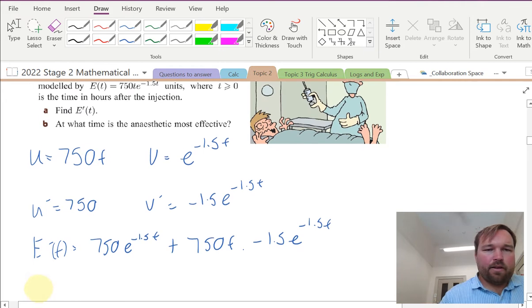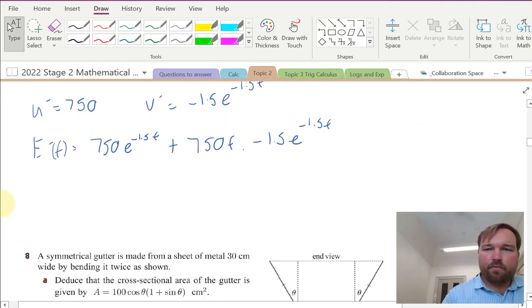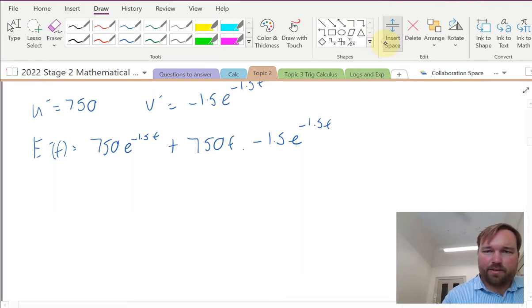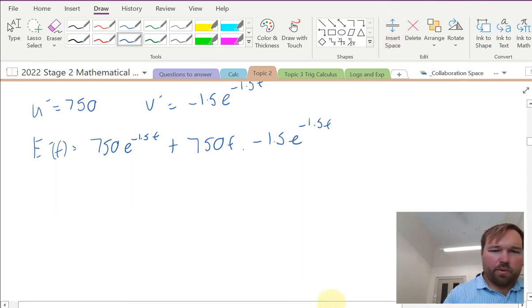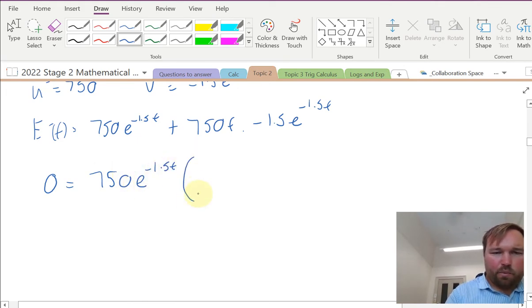Alright, what time was it most effective? We're thinking maximum. Buy ourselves some more space. If we're after maximum, we'll factor out something and make it equal to 0. 0 equals, we'll factor out 750 e to the minus 1.5t. Bracket 1.